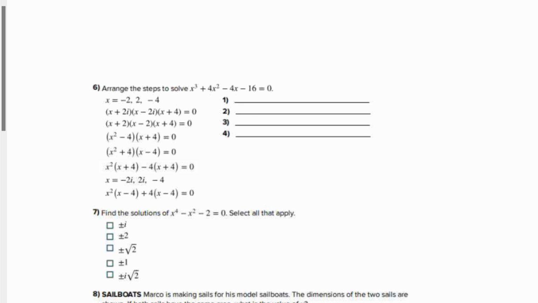Okay, this is solving by proving. So basically this one is you're just solving this, and you're writing which steps you did in order to get there.